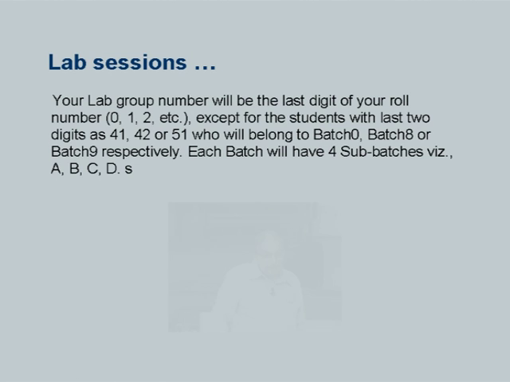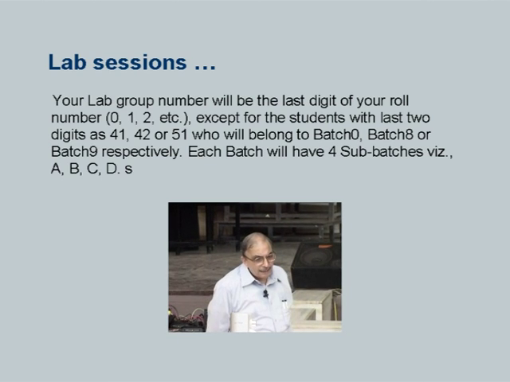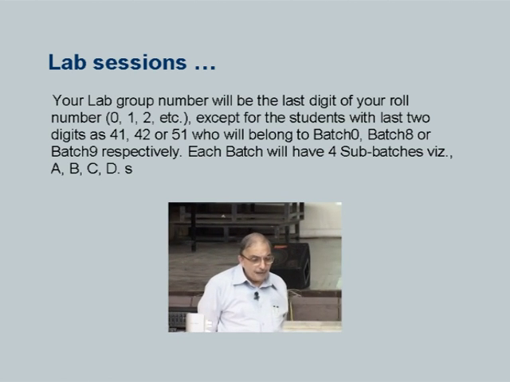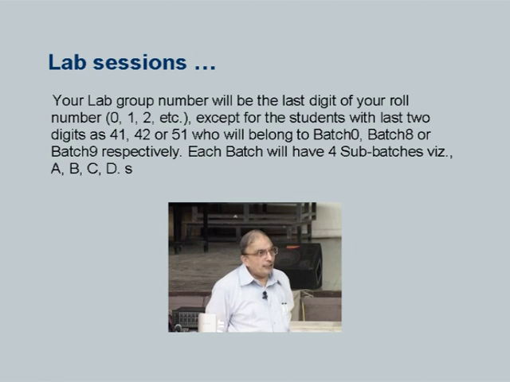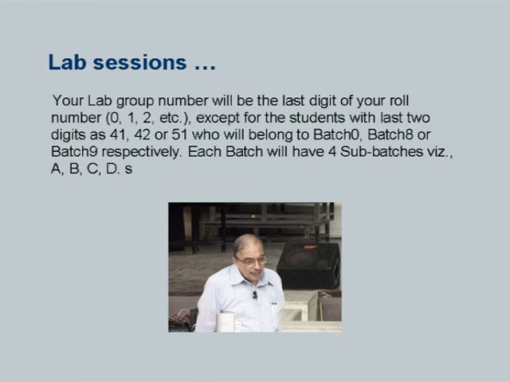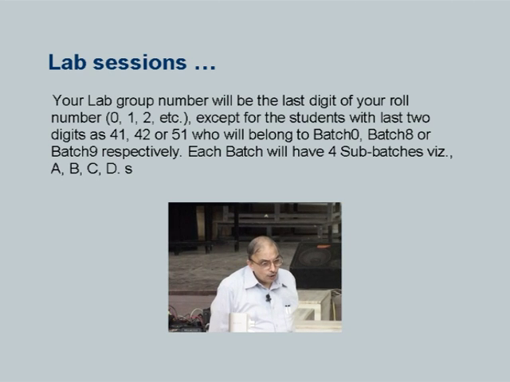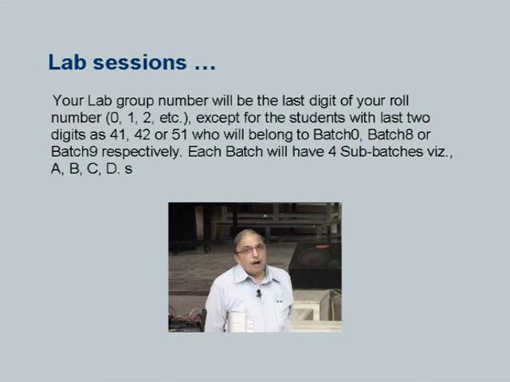Most important, your lab group number, as I told you, is the last digit of your roll number with some exceptions. There are three exceptions. If your last two digits are 41, you will belong not to batch 1 but to batch 0. If your last two digits are 42, you will belong not to batch 2 but batch 8. And if your last two digits are 51, then you will not belong to batch 1 or batch 0, you will belong to batch 9. All people with roll numbers ending in 41, 42 and 51 need to specifically remember their lab slots, which are different from the logically assigned ones.